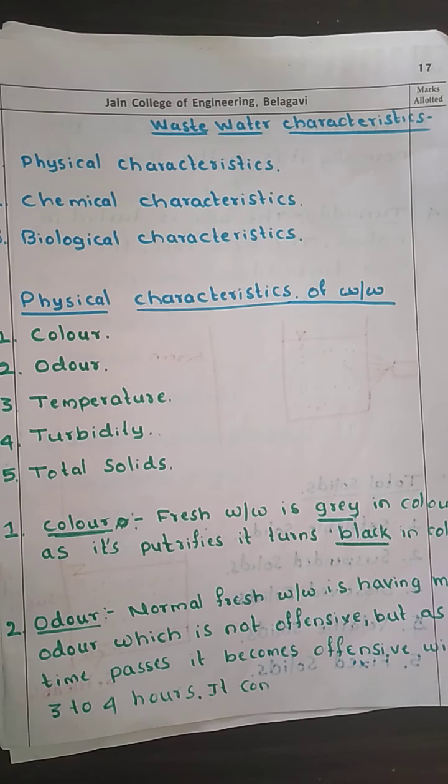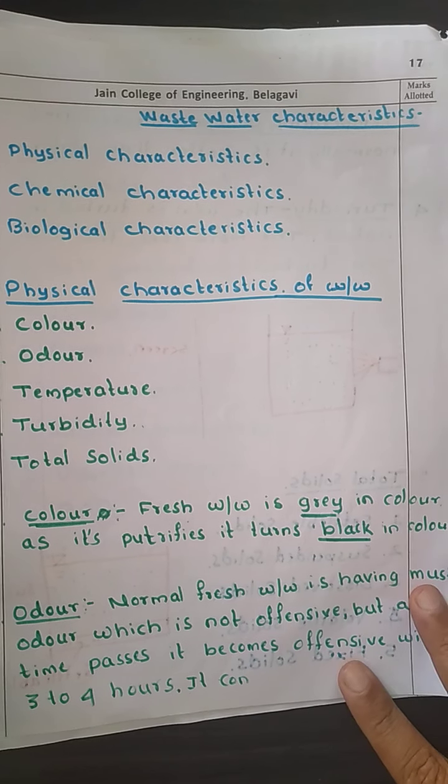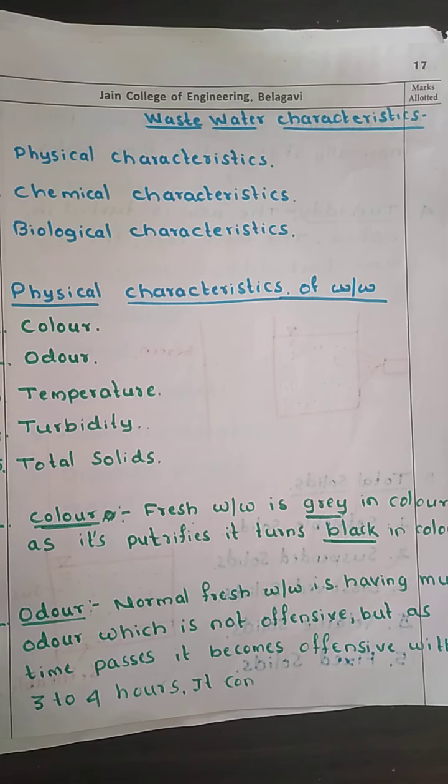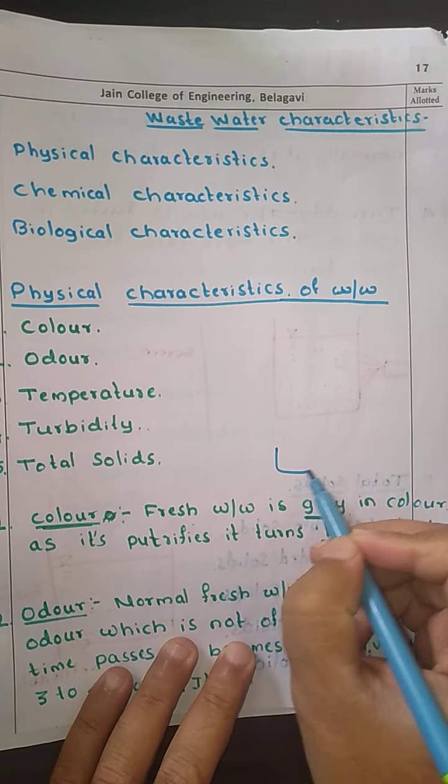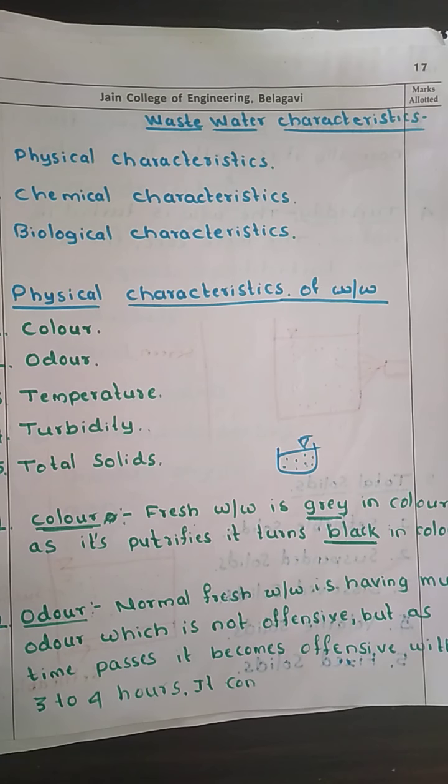Okay, now as it putrefies, or as the decomposition of that wastewater takes place, it is going to turn black in color. Earlier it was gray in color, now it is going to turn black. Why? As I told in the introductory class, the wastewater will have some organic matter in it. When the organic matter is there, then there will be some microbes as well.